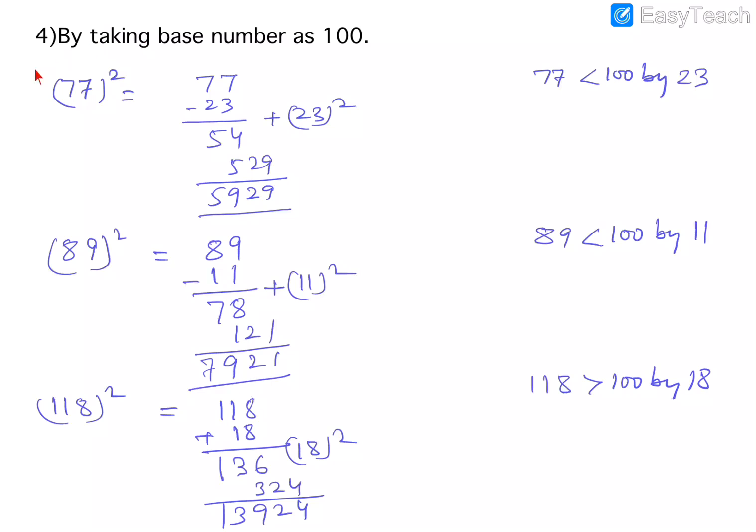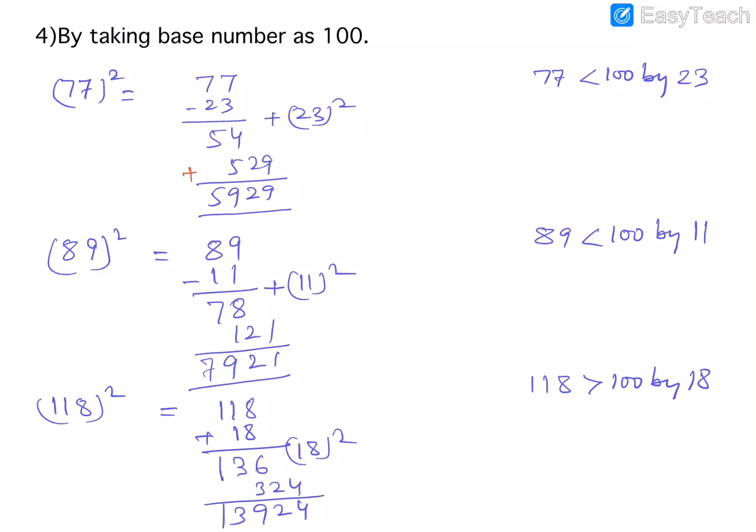Suppose we want to find the square of 77. Since 77 is less than 100 by 23, we will subtract 23 from the number itself and write 23 square. Their difference is 54 and the square of 23 is 529, which will be written like this and then added. So we will get 5929.